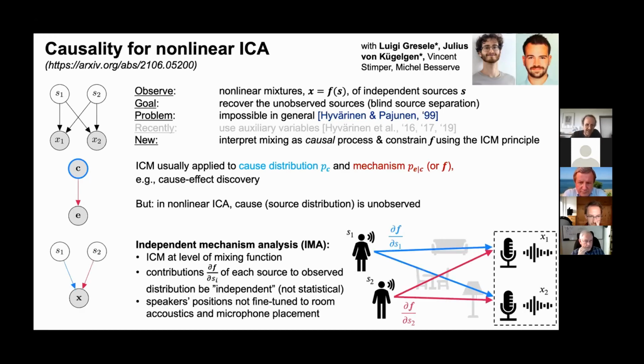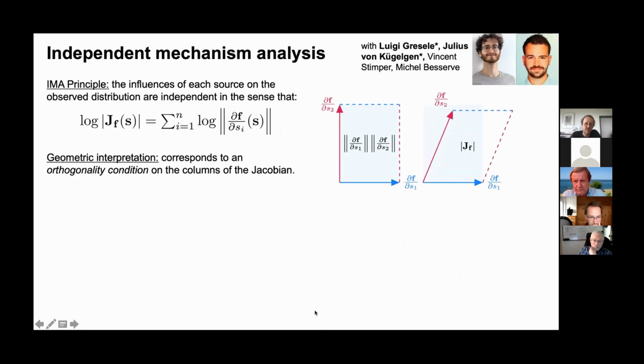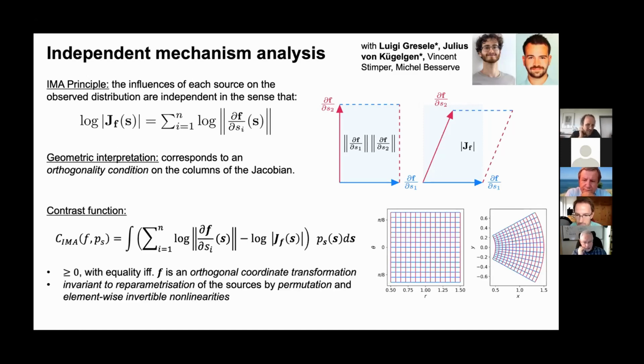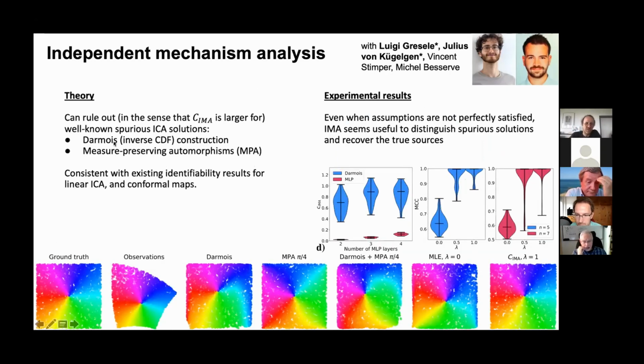But we can do something slightly different, at the level of the mixing function, which intuitively can be interpreted as saying the positions of the speakers are not fine-tuned to the room acoustics and the microphone placement. And if we do that, we can write down a certain contrast function that corresponds to a certain orthogonality condition on the columns of the Jacobian of this nonlinear forward mixing process. It turns out that this works on certain examples, and it removes certain spurious ICA solutions, certain mathematical constructions that are normally used to argue why nonlinear ICA is not identifiable. So that's also quite an interesting direction.